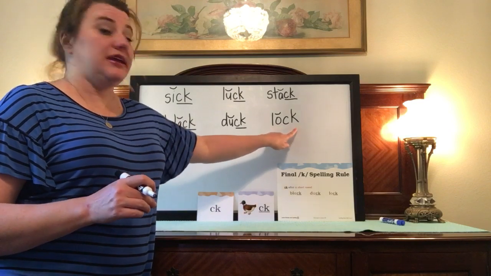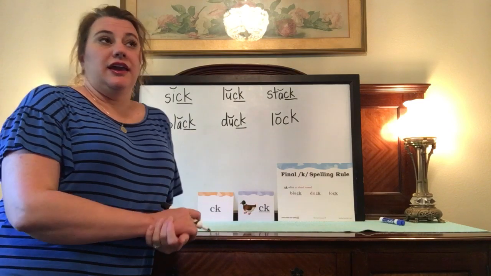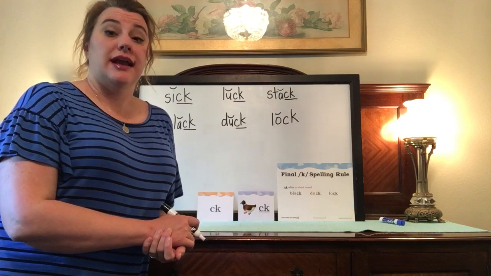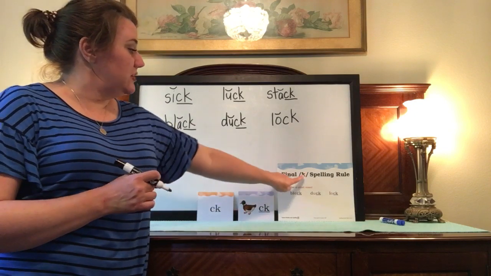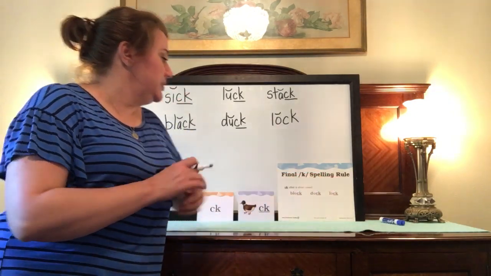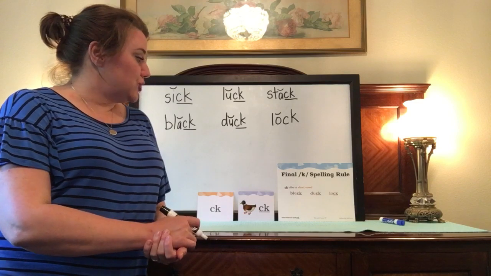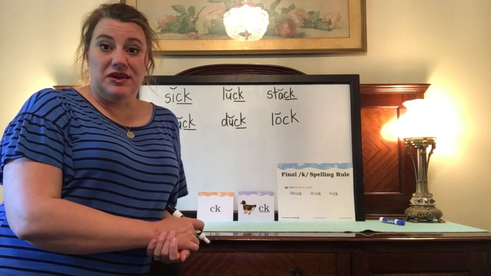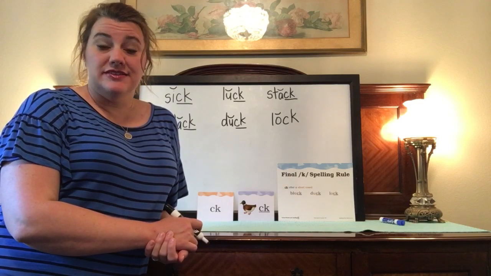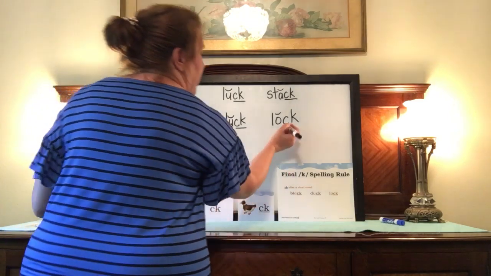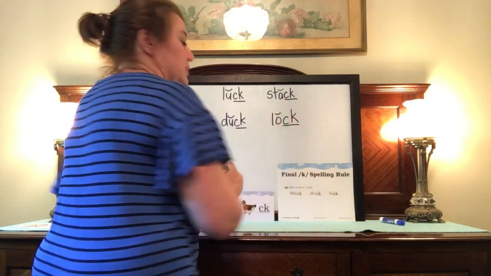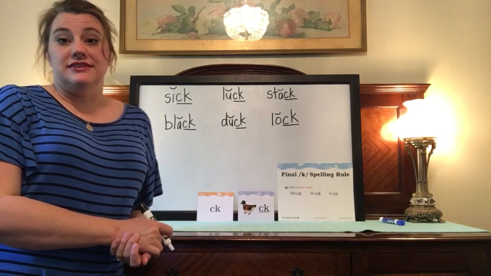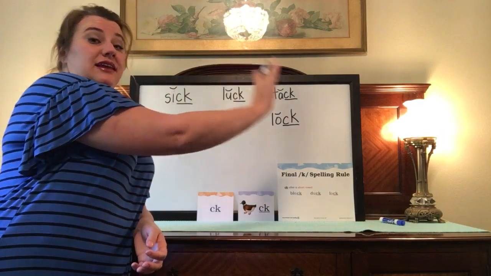L, o, k. I hear a final k. Final k spelling rule: CK after a short vowel. So it must be a digraph CK. So we underline it to remind us that it's a digraph. And it's at the end.